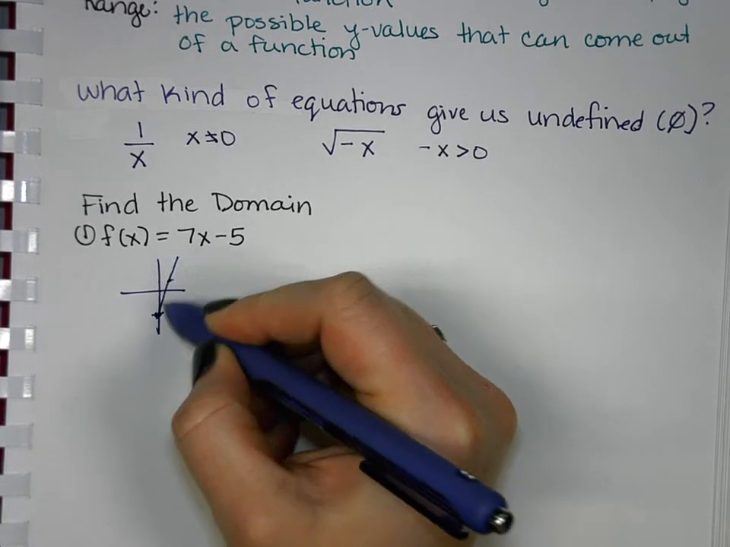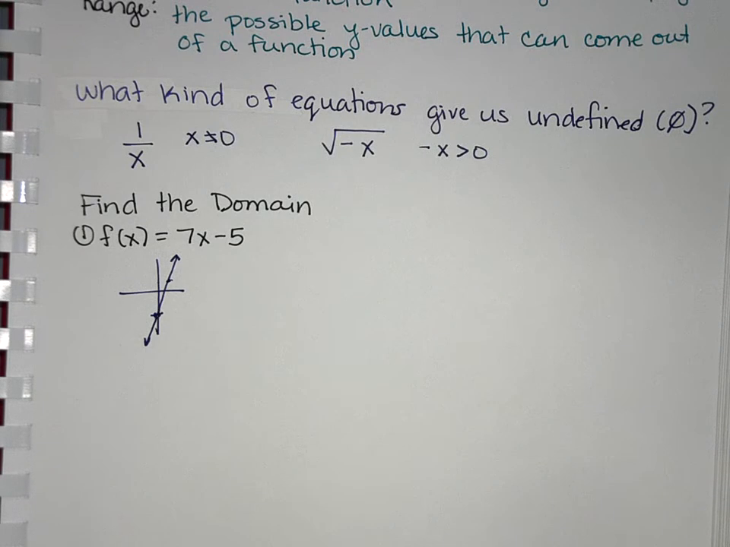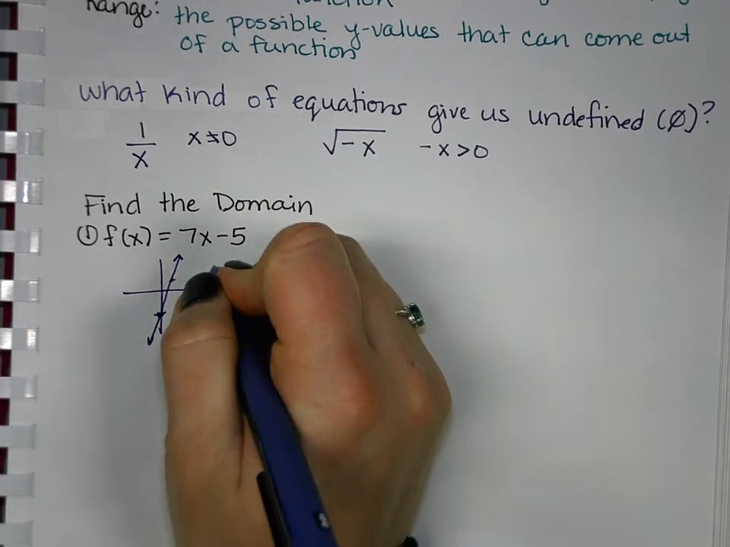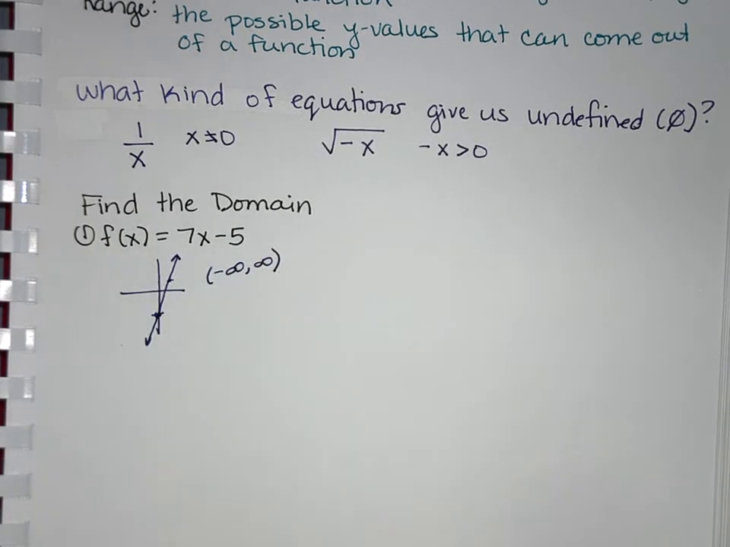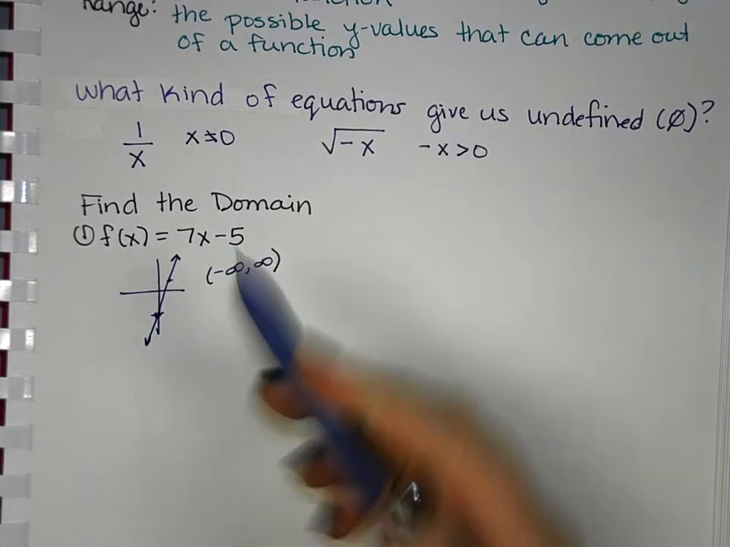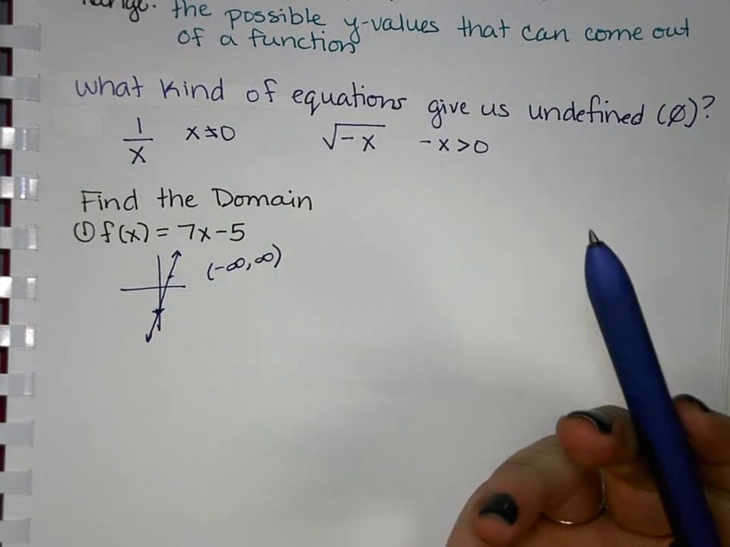And when we connect the dots, are we ever going to have an open circle or an undefined piece? No. Polynomial functions that don't have fractions tend to have no restrictions on your domain. So we would just say it's from negative infinity to infinity. Because this goes on forever, we're going to hit every x in the positive, every x in the negative, and never have an issue with that.